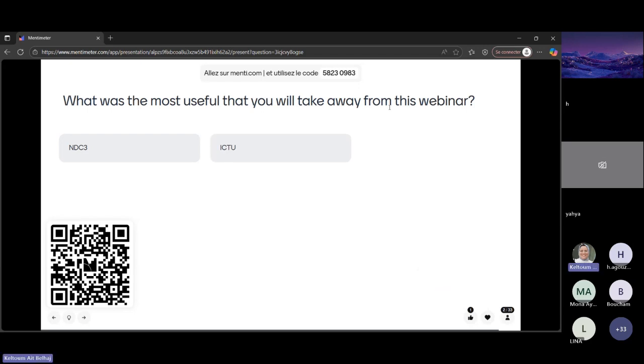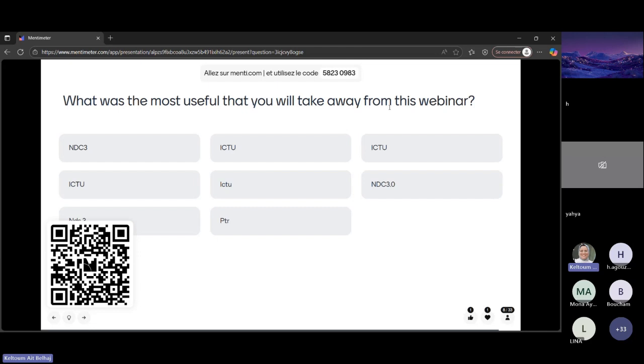We have ICTU, NDC 3.0, ICTU guidance, which are mandatory, ICTU, that's great. NDC 3.0, BTR, how to integrate ICTU table in the NDC 3.0. Fernando, your session was very relevant. Of course.